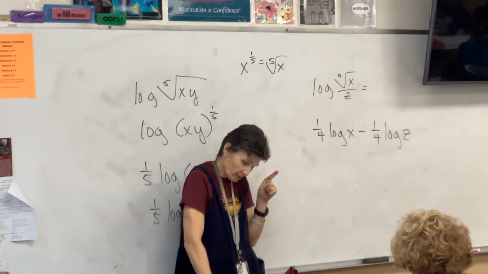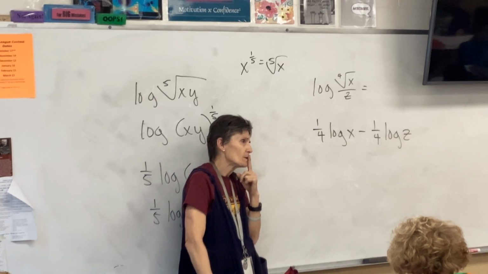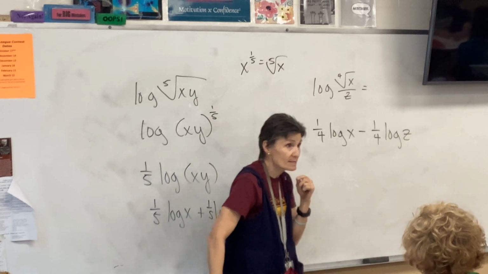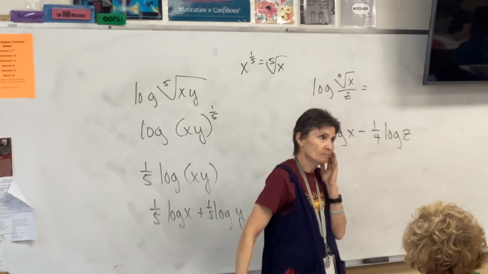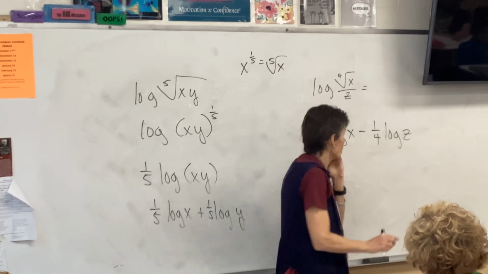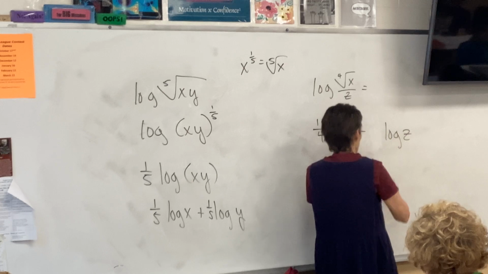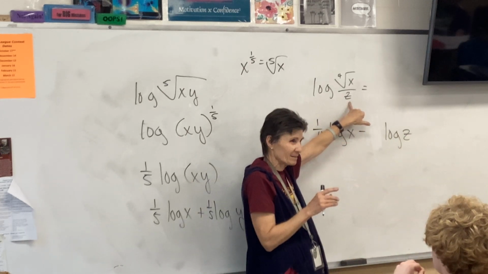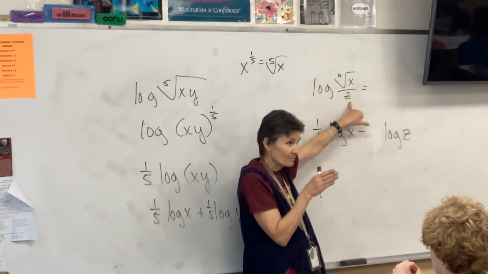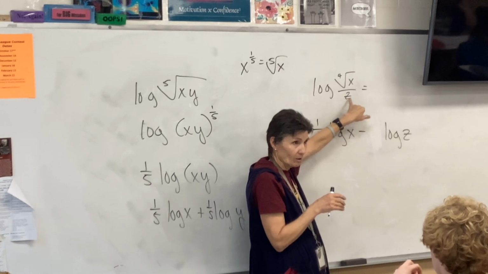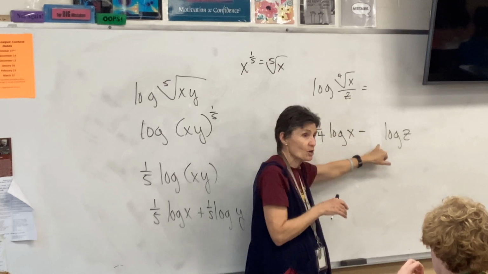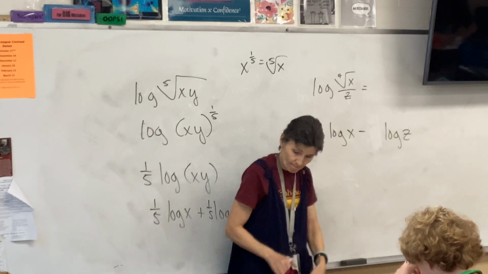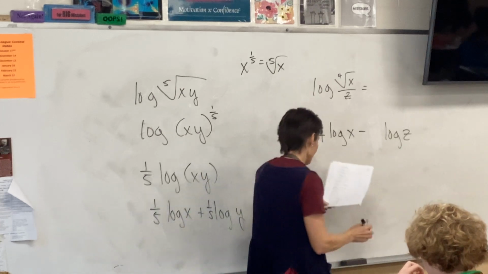Now, I want you to look carefully at the problem though. The log z doesn't get the 1/4 because, is the z under the radical? No. So there's no 1/4 this time because that part of the problem doesn't have the exponent. Does that make sense to you? There's no radical on that z. So therefore it has no exponent. It's just plain z. Okay? What about L?